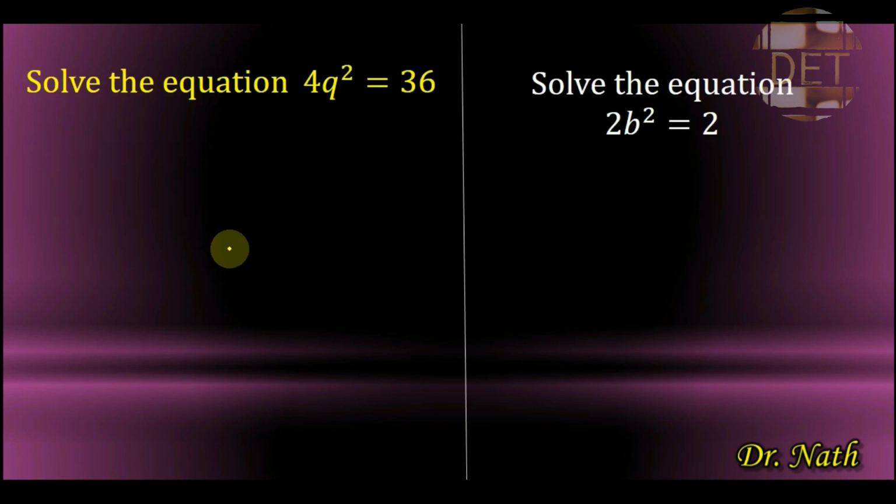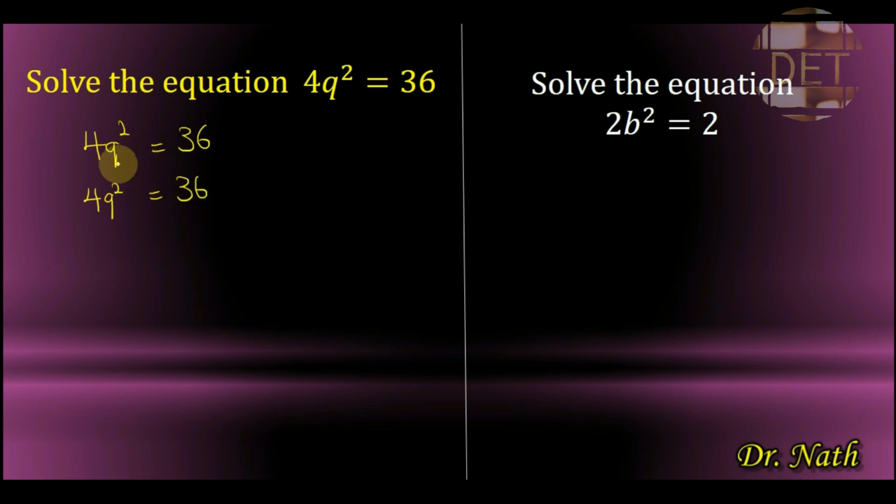So in this video we'll be looking at this example. Solve the equation 4q squared is equal to 36. So the equation is 4q squared is equal to 36. What you want to do is to divide both sides by the coefficient of q squared. This is a general principle in maths, to divide both sides of the equation by the coefficient of q squared, and the coefficient of q squared is 4.